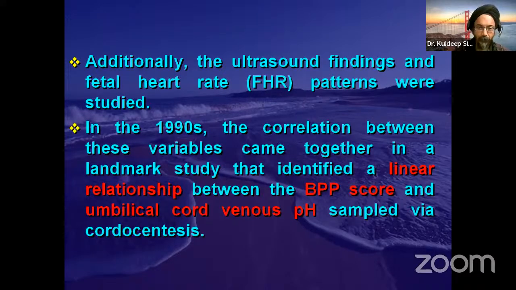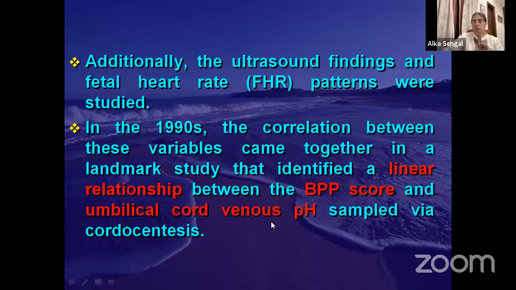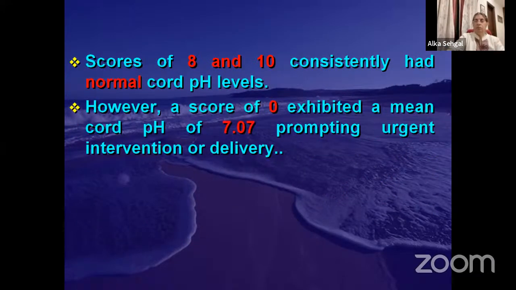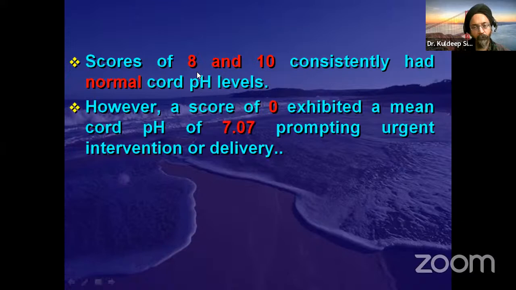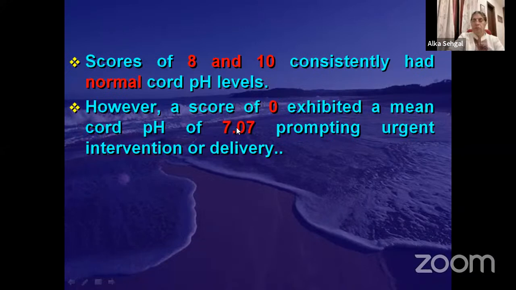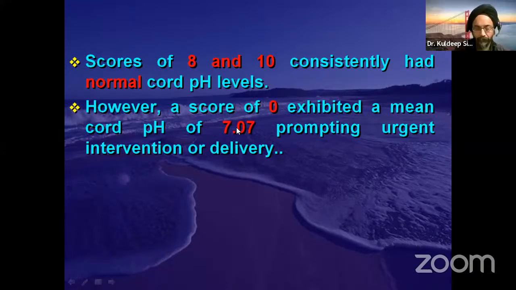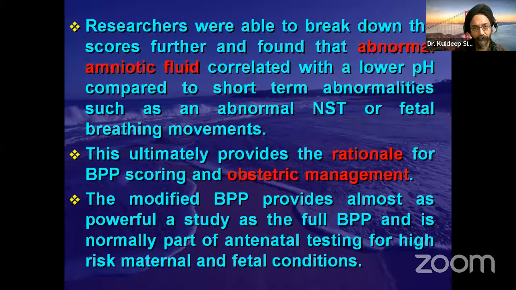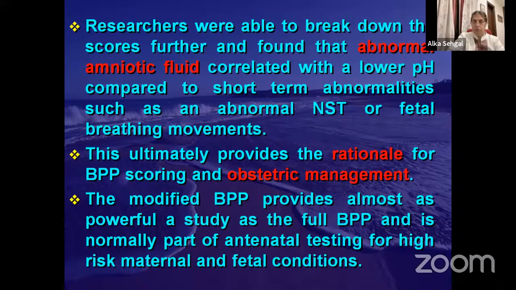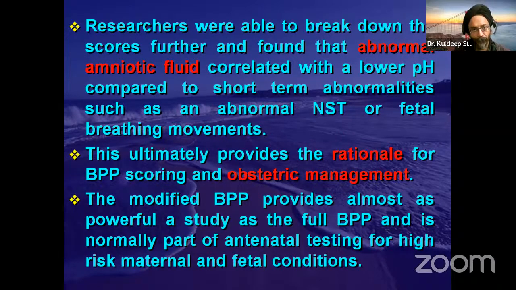And there's a linear relationship between the biophysical score and the umbilical cord venous pH. As pH reduces, we know we're landing up in trouble. With a biophysical score of 8 to 10, we're looking at normal pH levels. If we're going down to 0, we know we are in deep trouble and we need to do an immediate delivery.